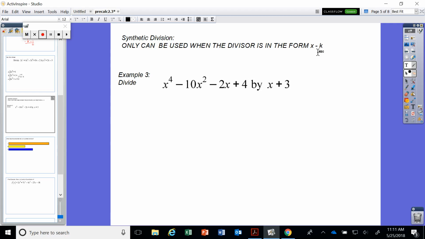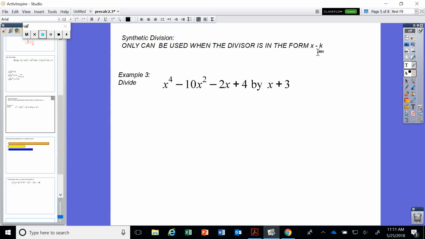Okay, so now, what is synthetic division all about? Synthetic division is all about the leading coefficients. It's all about the coefficients in front of the terms that we are dealing with. So let's dive right in.